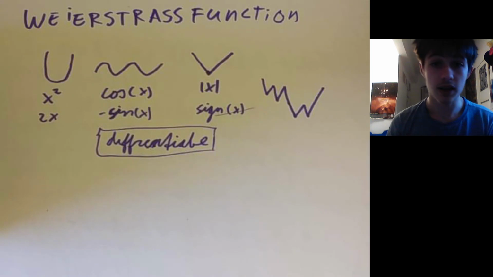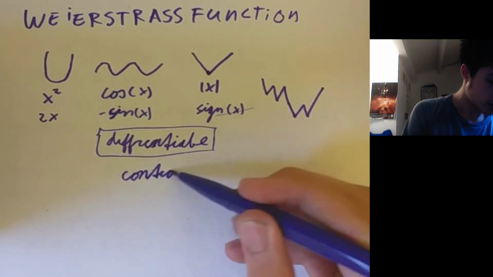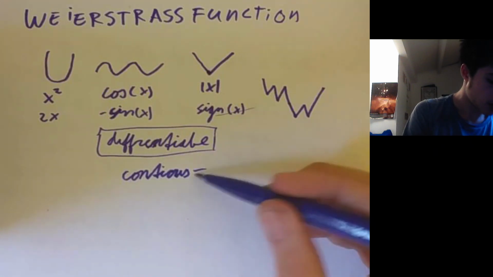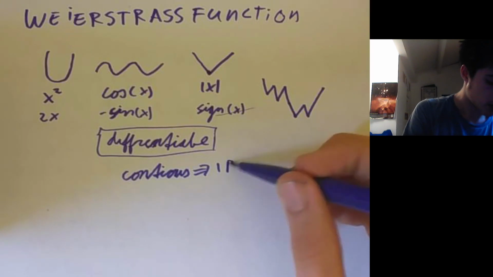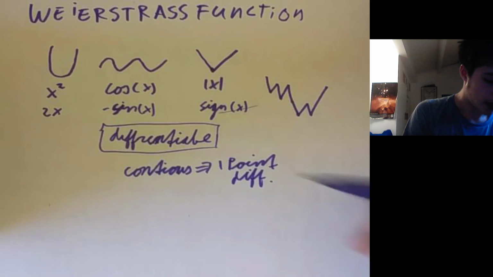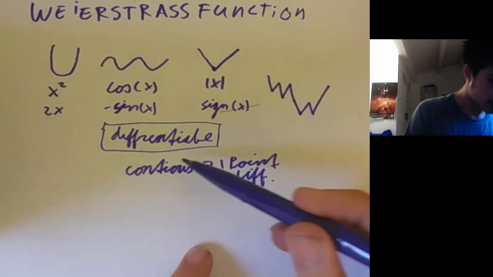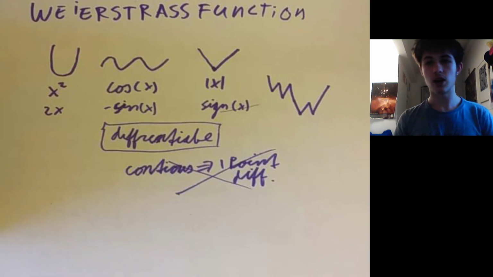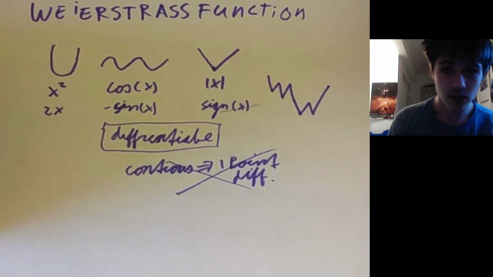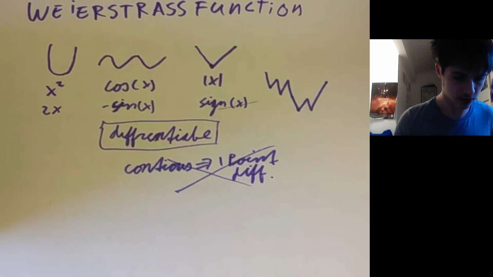So you might think if you have a continuous function, then you at least have one point where it is differentiable. And that might be a reasonable guess, but it turns out it's totally wrong. There are loads of functions which are continuous, but there's not a single point where the function is differentiable.